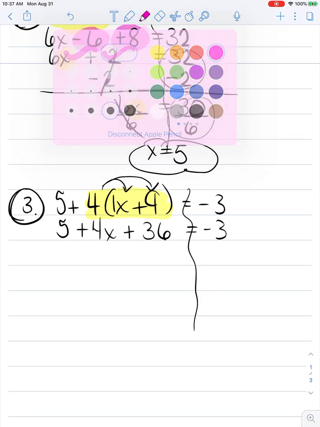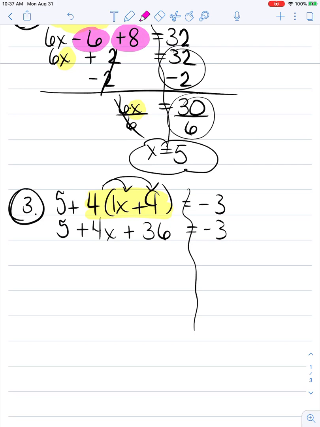Step 2, do I see like terms? The right side, no, but the left side, I see 5 plus 36. Those are alike because they're constants. So I'm going to go ahead and bring down my 4x equals negative 3. And 5 plus 36 is positive 41. At this point, if you want to use your calculator for these integers for adding, subtracting, that's fine with me.